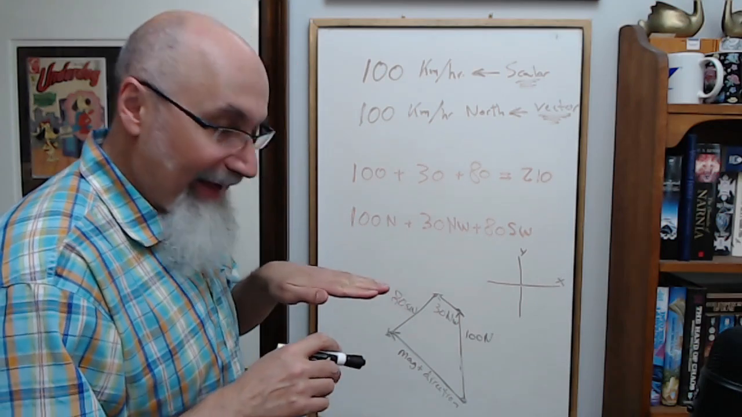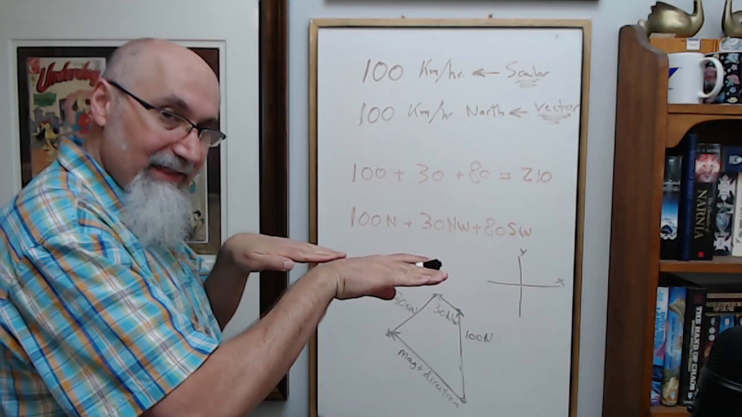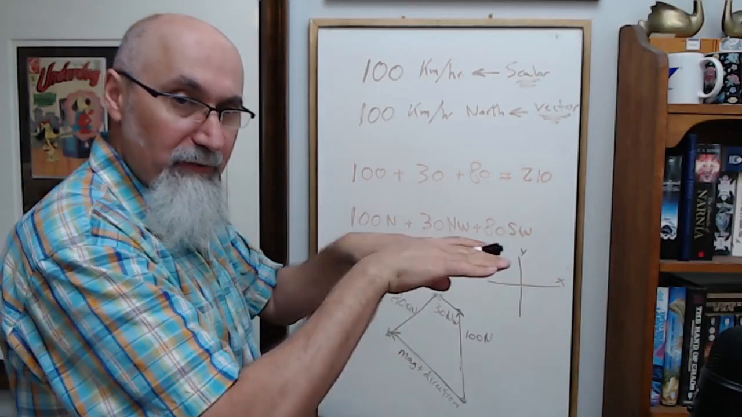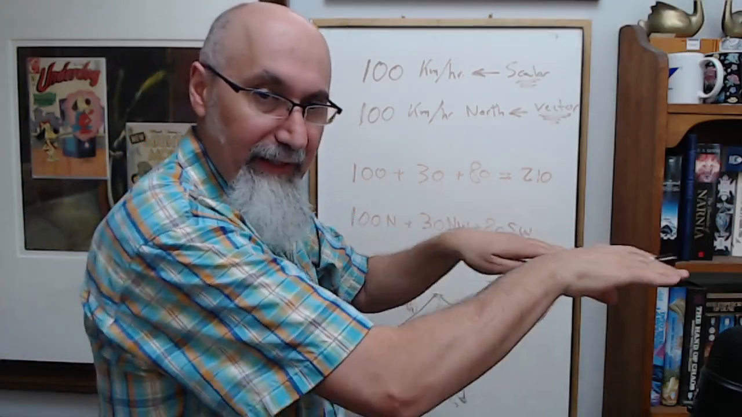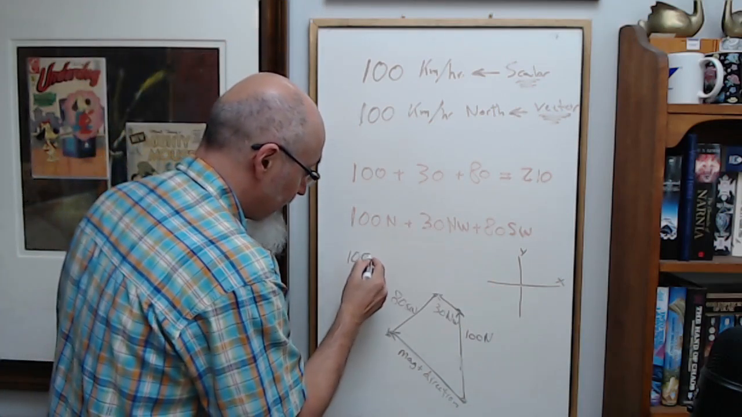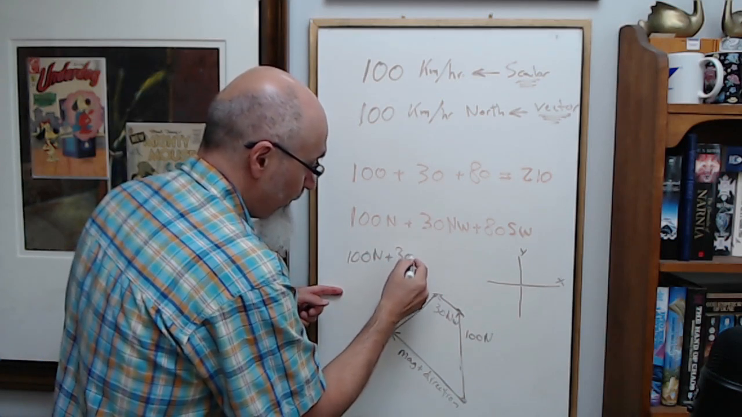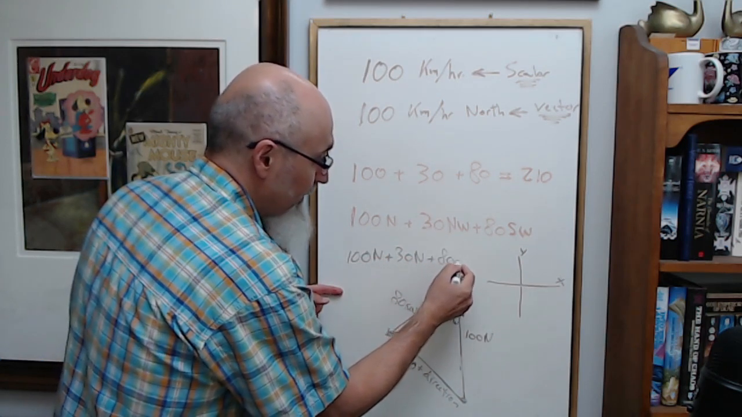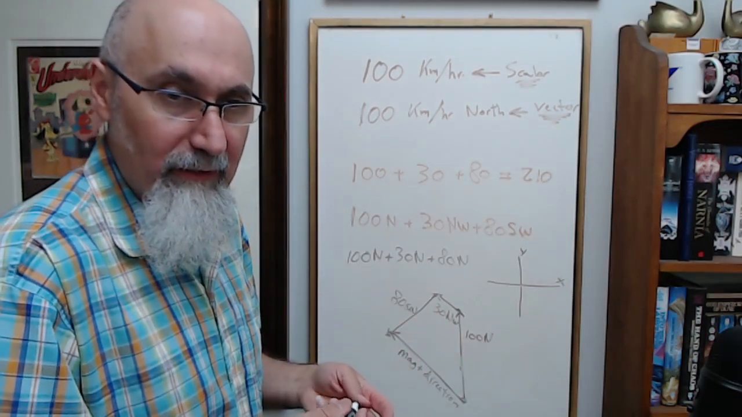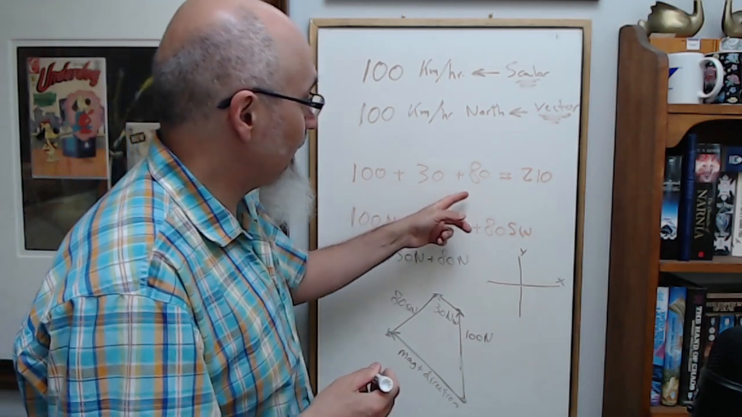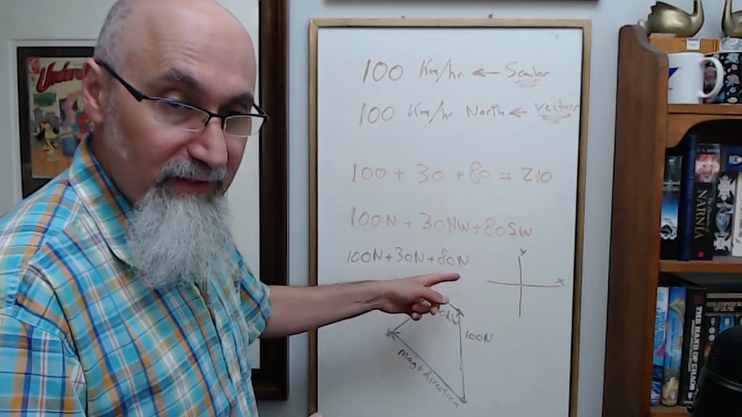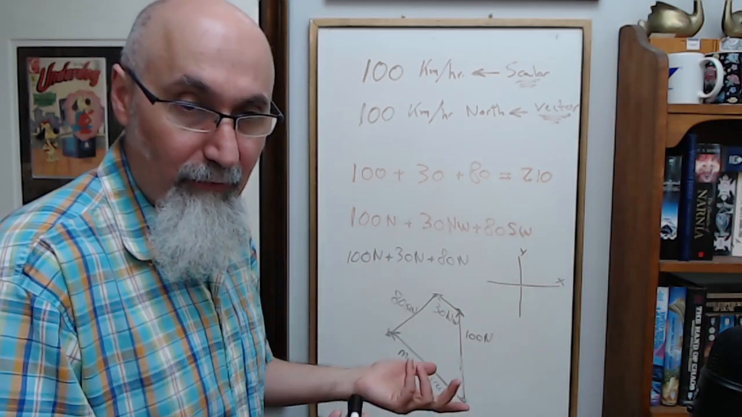Because if you're adding a vector that's going exactly in the same direction as another vector, then you can just add them straight up as if they were scalars because they're acting in the same plane, right? So if you had 100 north plus 30 north plus 80 north, then that would be 210 north. It's the same unit, right? It's just like 100 apples plus 30 apples plus 80 apples equals 210 apples.